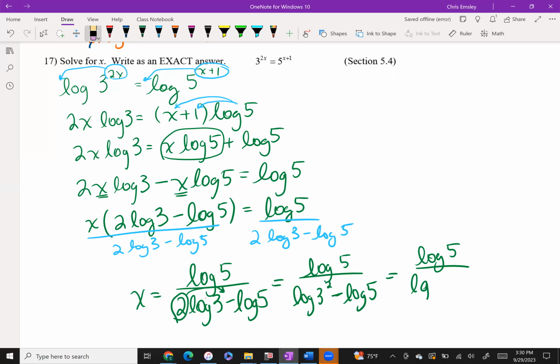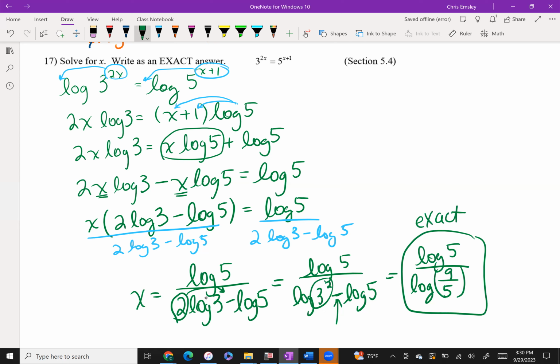Oops, almost forgot my log. Log of 9 divided by 5. The 9 came from that 3 squared. We combine our subtraction here with division. So there's our final answer. This one only asked for an exact answer, so we don't need to plug it into our calculator. This is our exact answer.